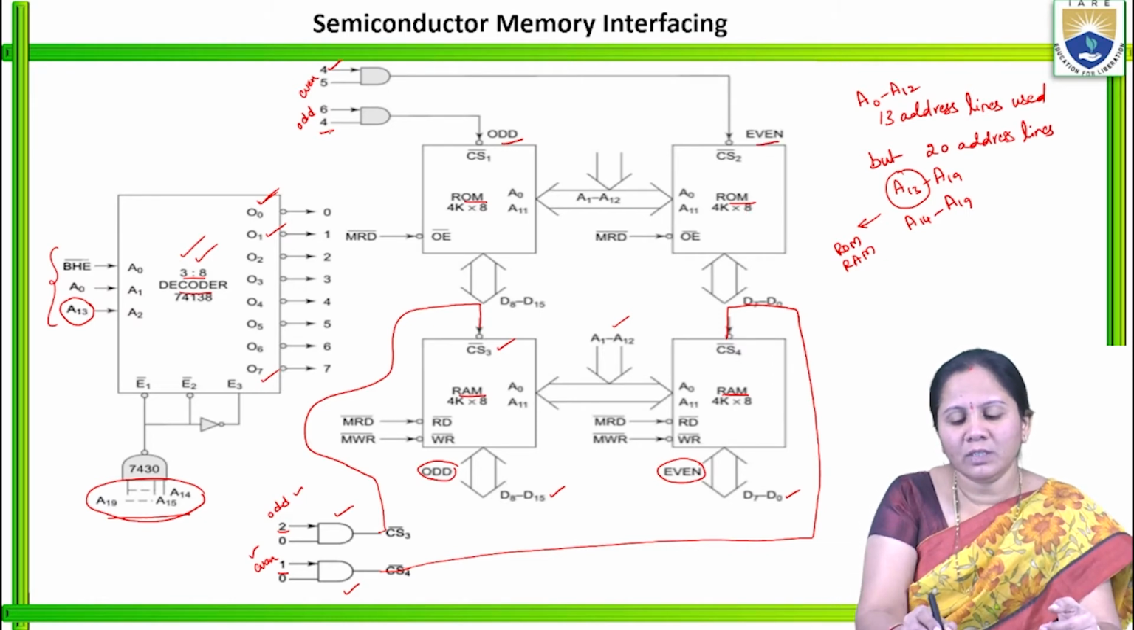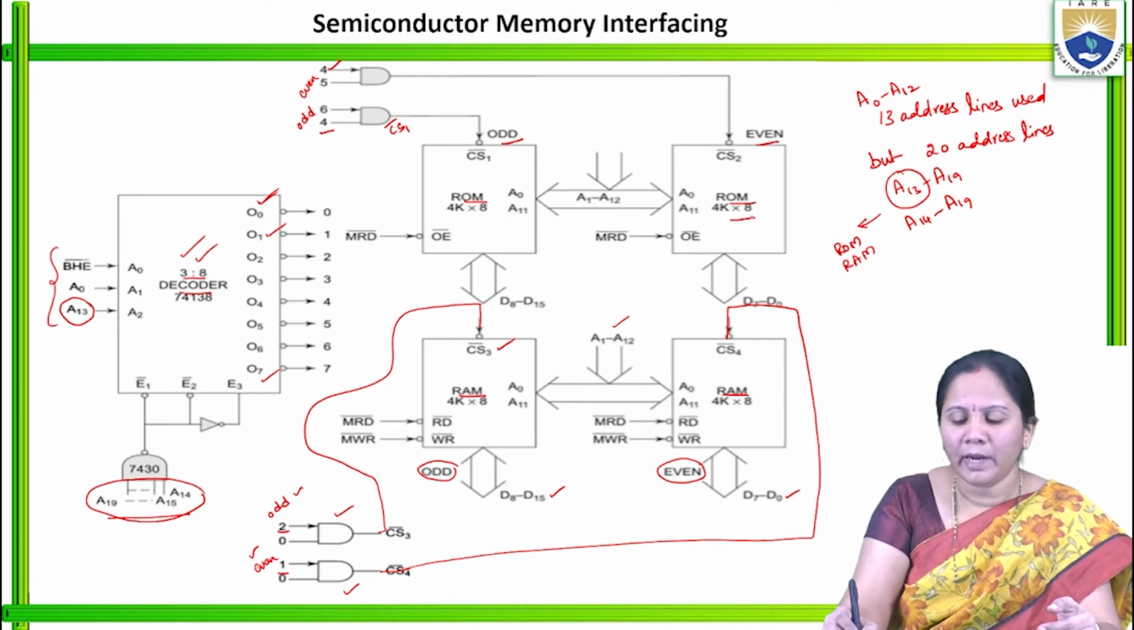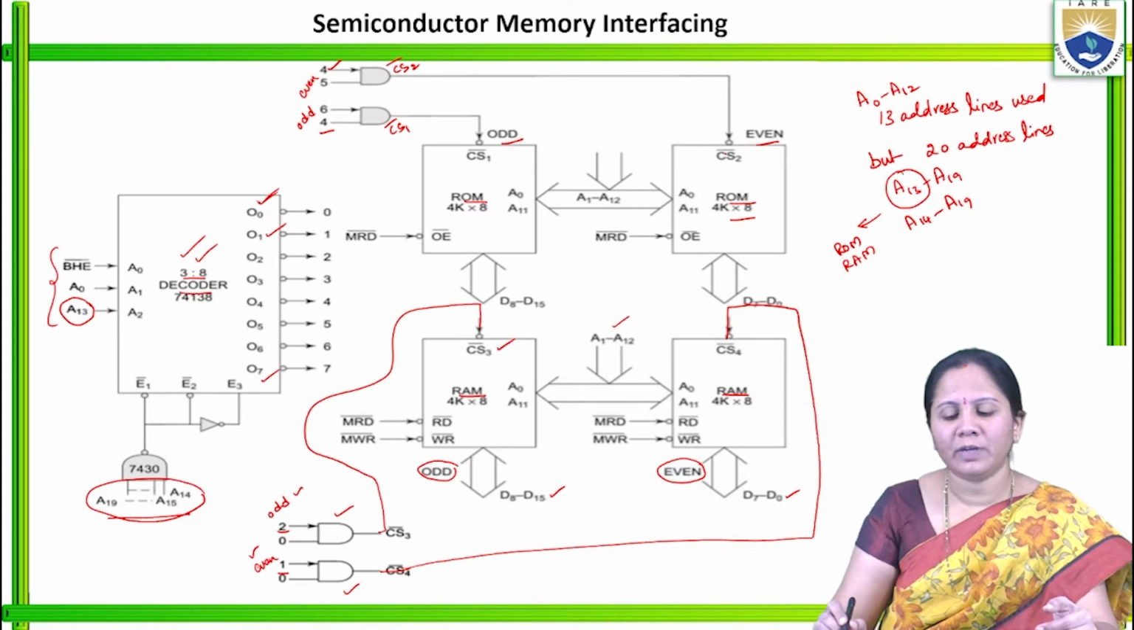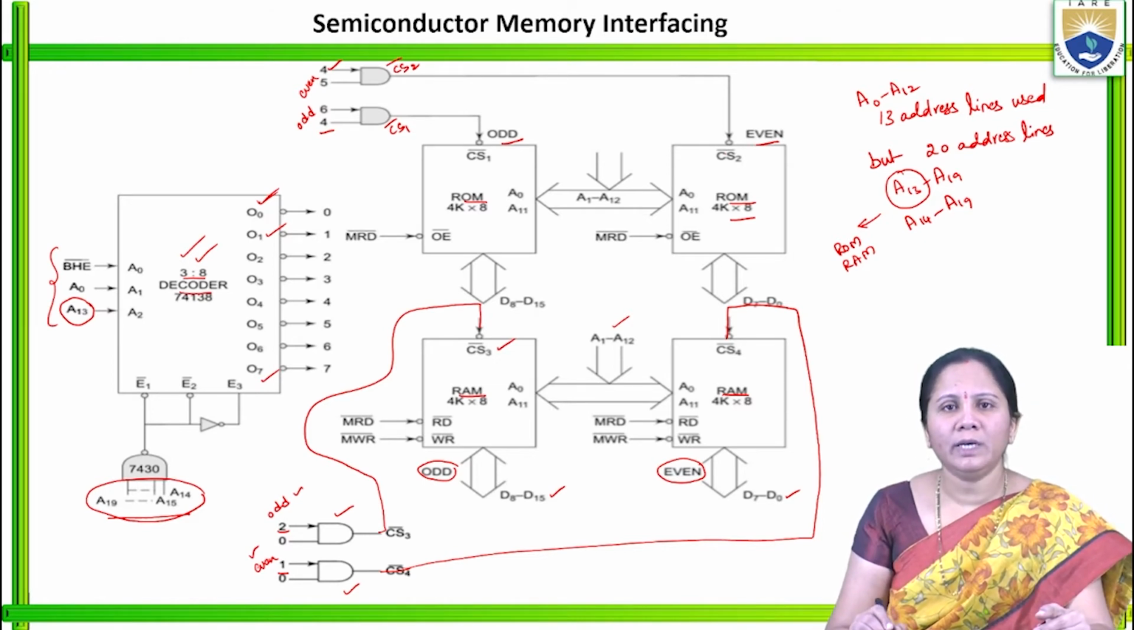Using this 4 and 6 odd, it is going to drive this CS1 bar chip of this 4K by 8 ROM, and for this CS2 bar chip, it is going to drive another one. So this is how we have to do the interfacing.